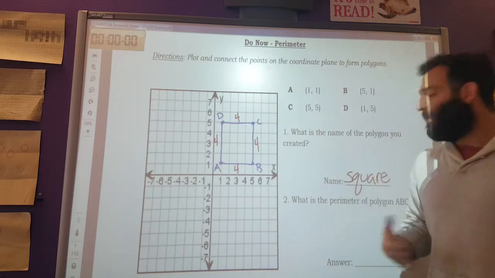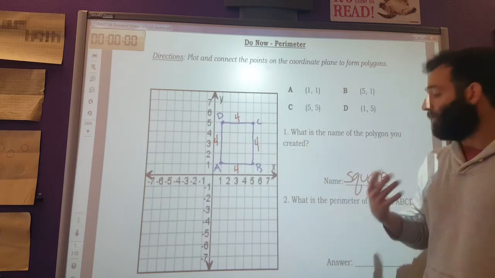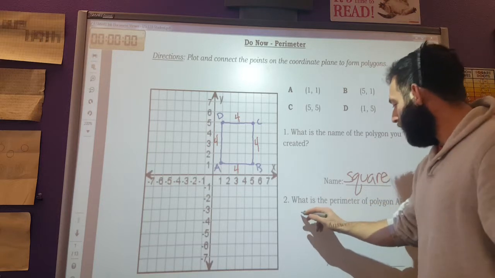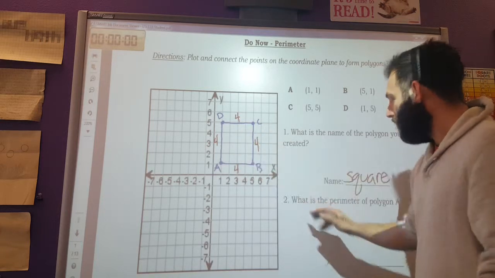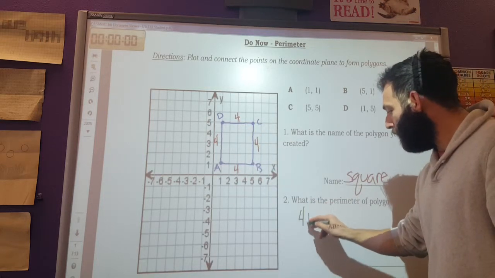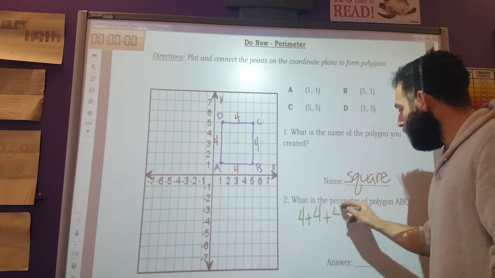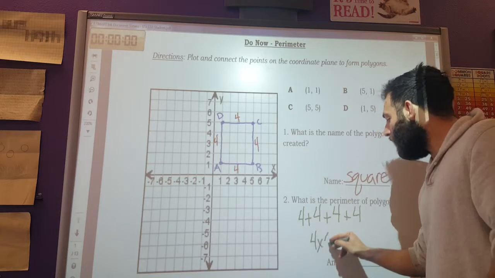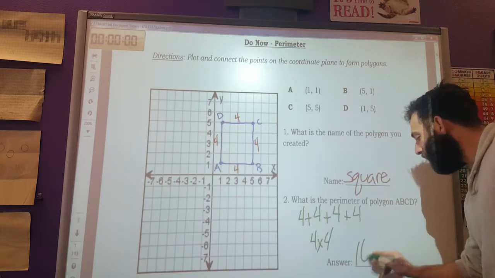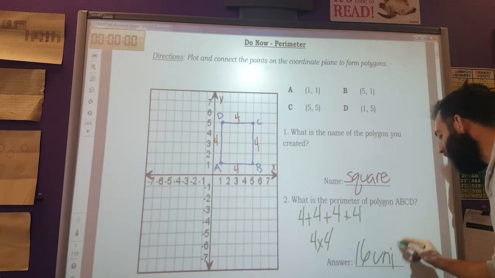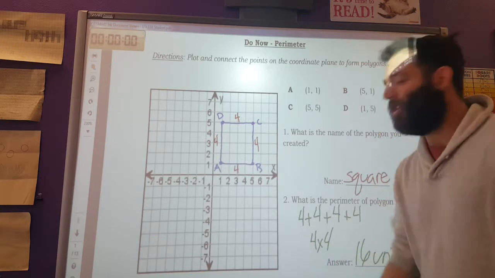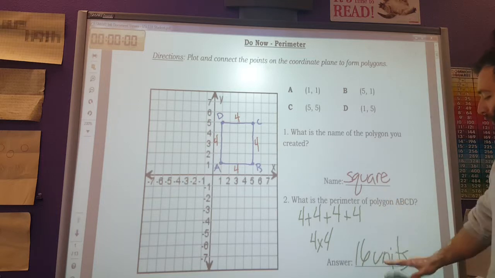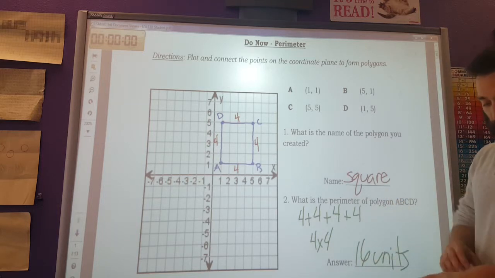Now number 2 is asking me to find the perimeter of this polygon here. So remember, to find the perimeter you need to add the lengths of the sides. So 4 plus 4 plus 4 plus 4. Remember, we could shorten that also by 4 times 4, which you all know is 16, not forgetting our label of units. So this is a square with a perimeter of 16 units.